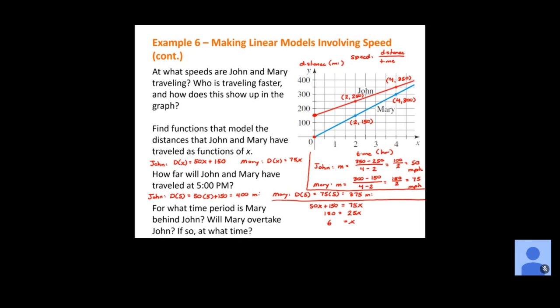And again, keep in mind in this case, the x represents a time, which is a number of hours. So this says 6 hours. Or if you actually want the time, we know our starting time was noon, and so 6 hours after that would be 6 o'clock p.m. when Mary overtakes John. And so for every time between noon and 6, John has traveled further, and any time after 6 p.m., Mary would have traveled further. And at 6 p.m. exactly, they would have traveled the exact same distance at that point.